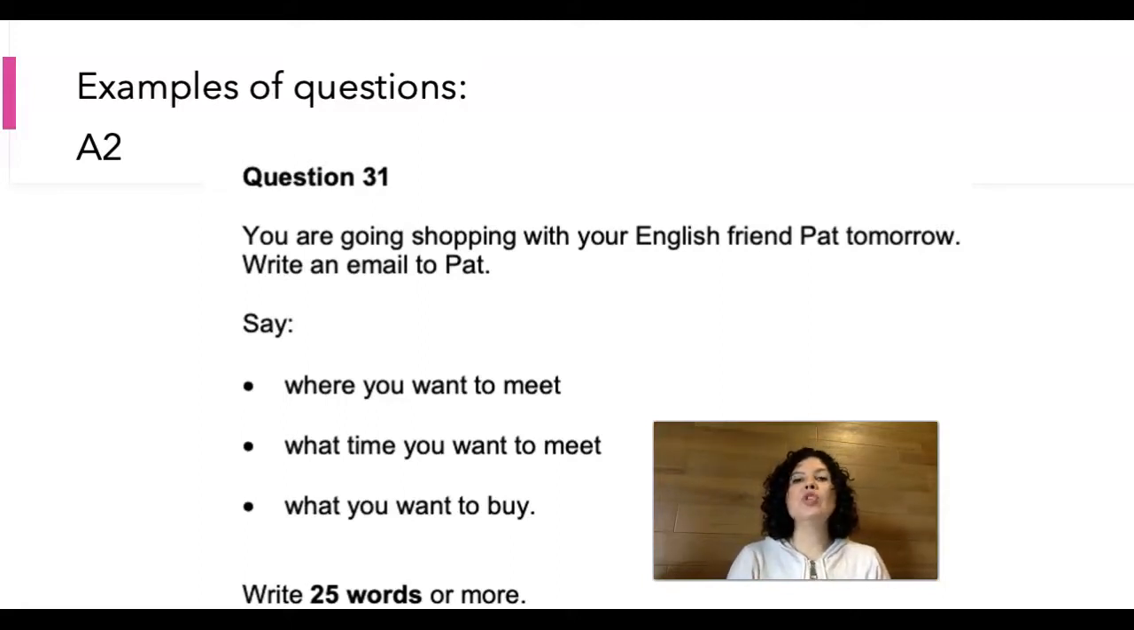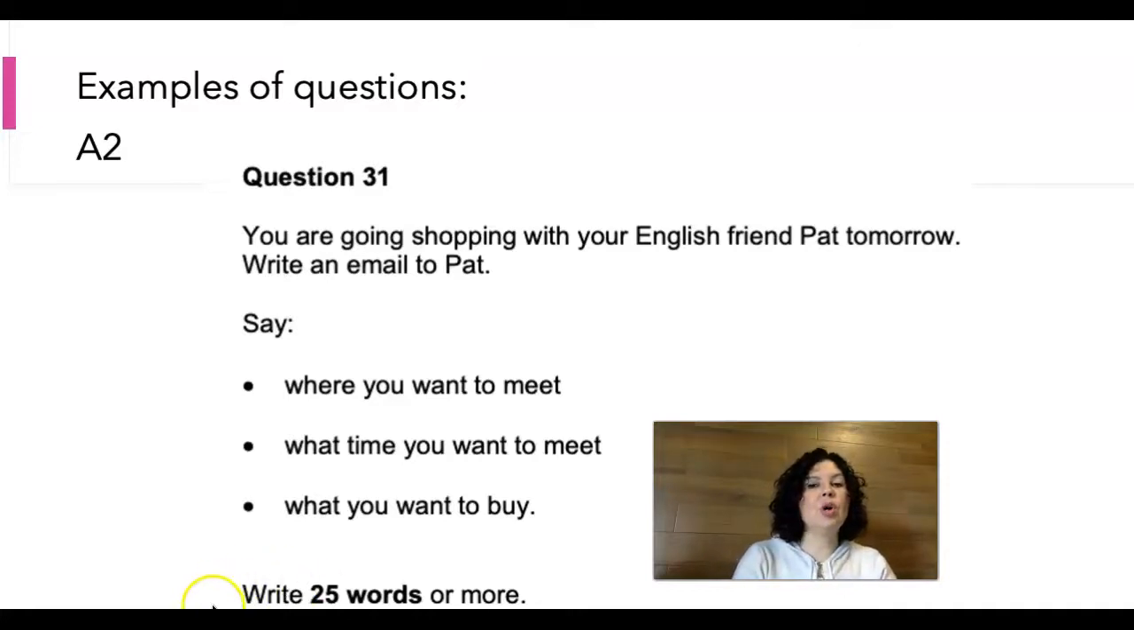Question 31. You're going shopping with your English friend Pat tomorrow. Write an email to Pat. The candidate needs to understand what he is going to do. Okay, I'm going to write an email. Immediately, I think about the opening and the closing for the email, what the email looks like, okay? And look at this. This is guided writing. Say where you want to meet, what time you want to meet, and what you want to buy, okay? I need to be able to follow all the instructions because if I don't cover one of these points, I'm going to be penalized, okay?